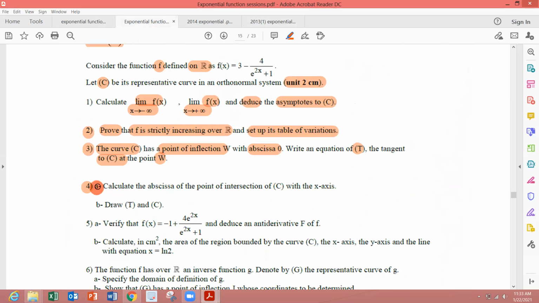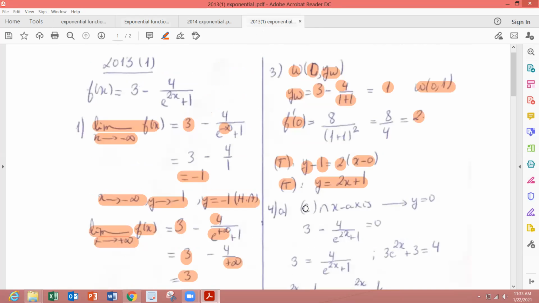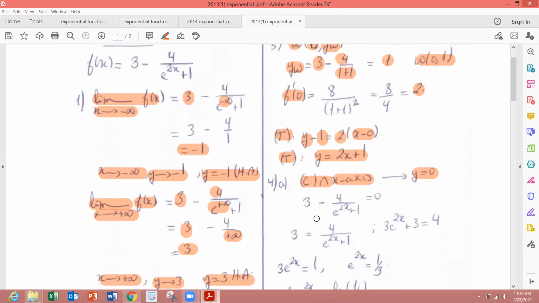4a. Calculate the abscissa of the point of intersection of C with the x-axis. It means here y equals 0. So C intersects the x-axis, y equal to 0. It means that 3 minus 4 over e power 2x plus 1 equals 0.